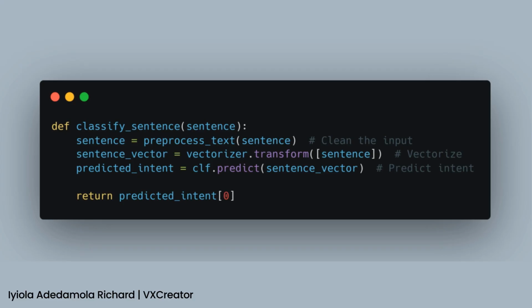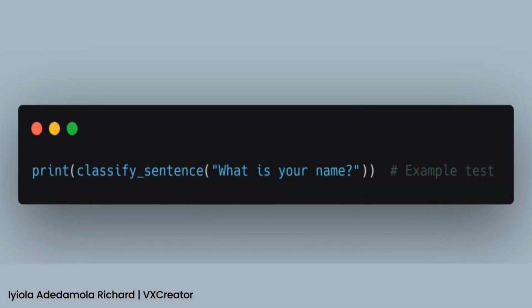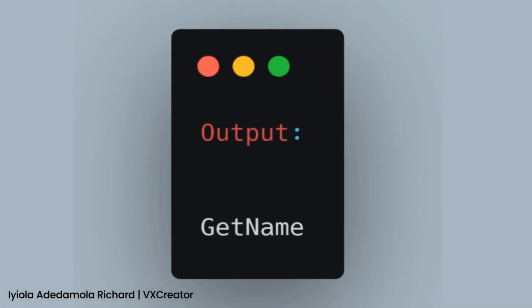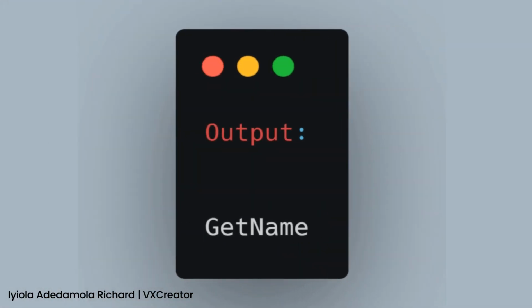the clf variable. We return the first element in the predicted intent array, because the clf predict method returns an array. So we return the first element in that array. And so now let's test it. Print out the classified sentence, input your sentence, and the output should be something like this. And there you go, your chatbot knows its name.